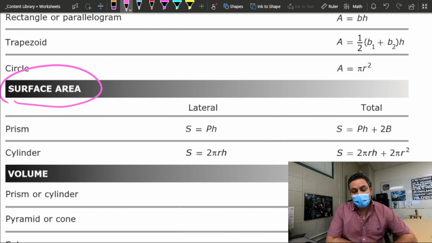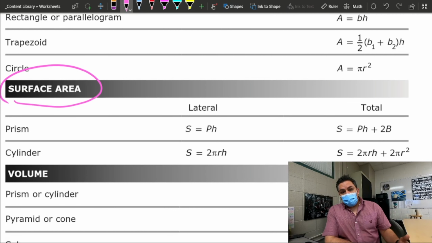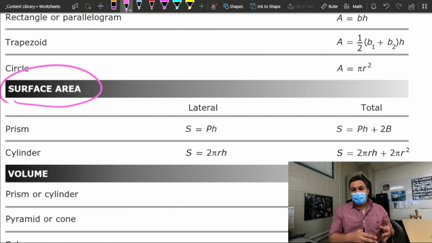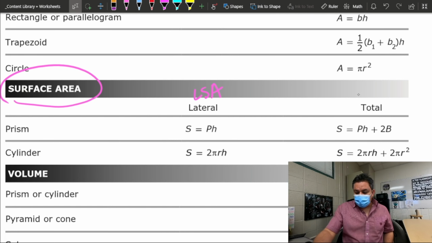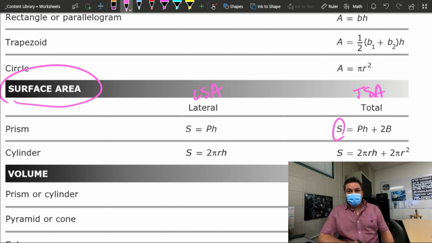Surface area. Now, from previous grade levels, we know we can find the lateral surface area and the total surface area, and we established that by calling it LSA for lateral surface area and TSA for total surface area. Now for 8th grade, all we're doing is calling it S. So anytime you see the letter S, we need to assume that we're talking about the total surface area.